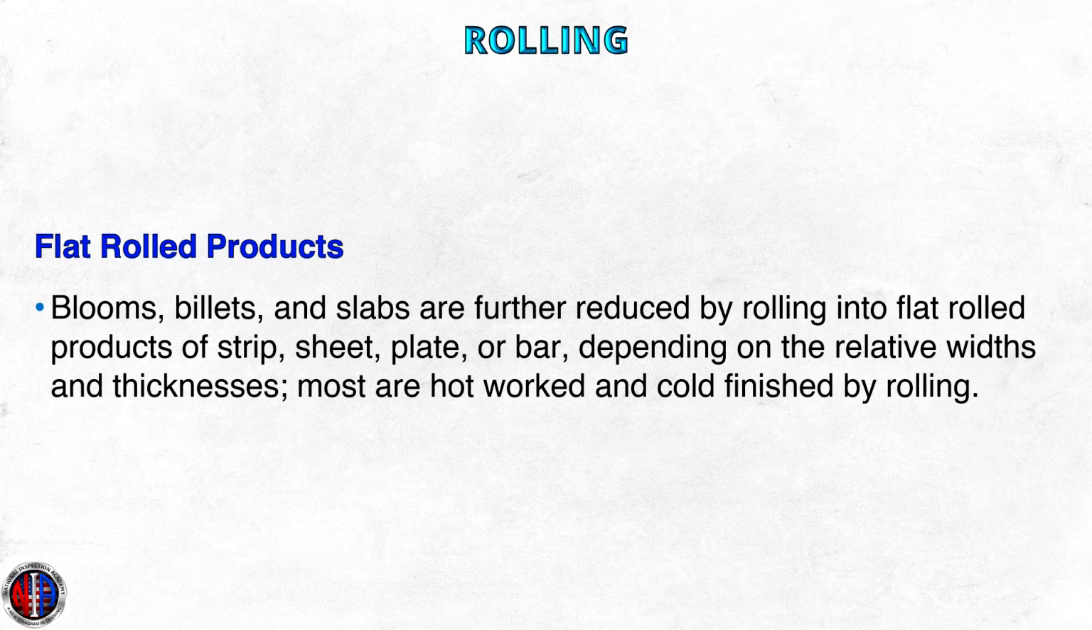Flat rolled products. Blooms, billets, and slabs are further reduced by rolling into flat rolled products of strip, sheet, plate, or bar, depending on the relative widths and thicknesses. Most are hot worked and cold finished by rolling.